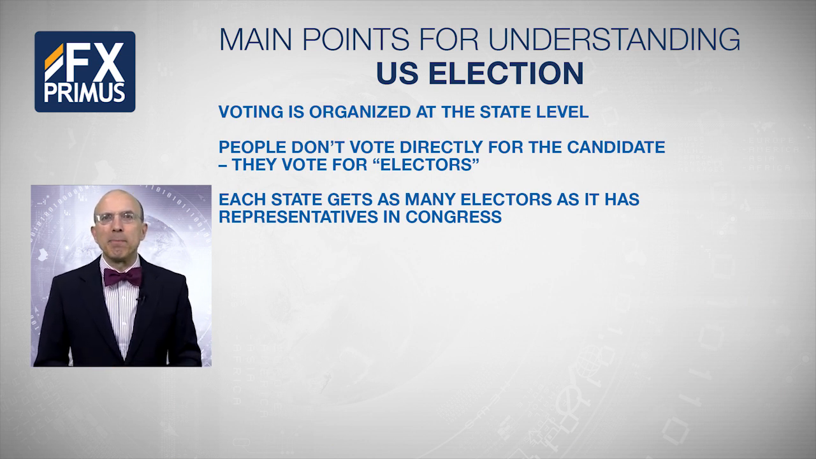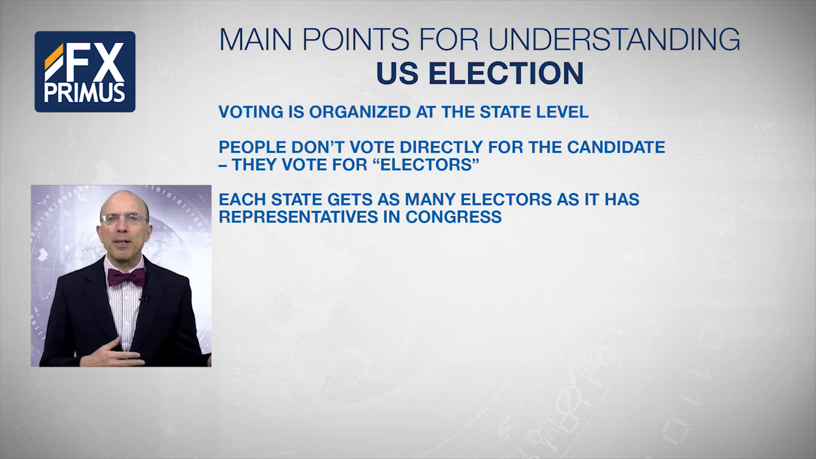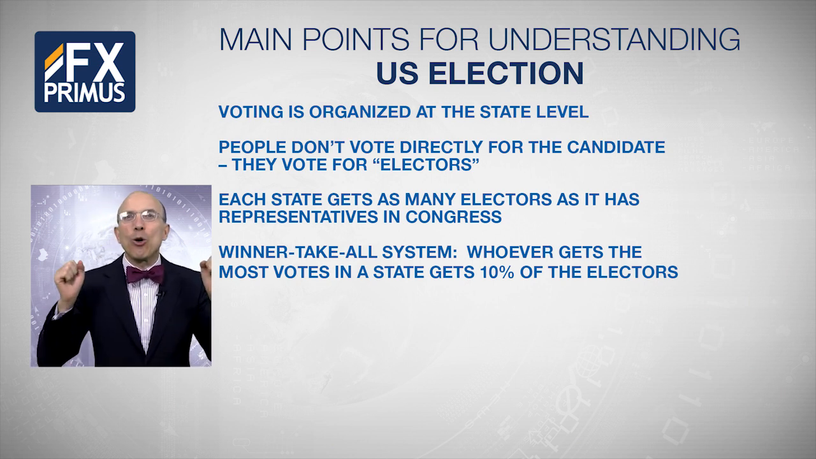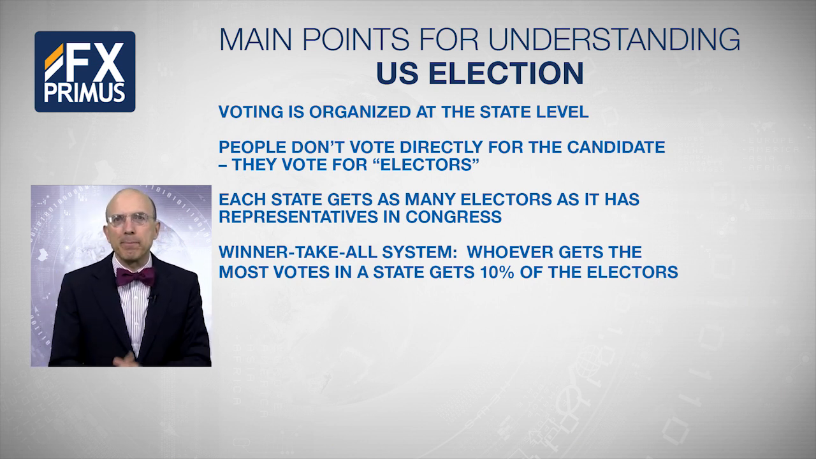Each state gets as many electors as it has representatives in Congress. That is, 2 for its 2 senators, and a certain number, depending on population, for its representatives in the House of Representatives. All told, there are 538 electors, meaning a candidate needs half that number plus 1 to win, 270 Electoral College votes. Now, the key point is this: it's a winner-take-all system.